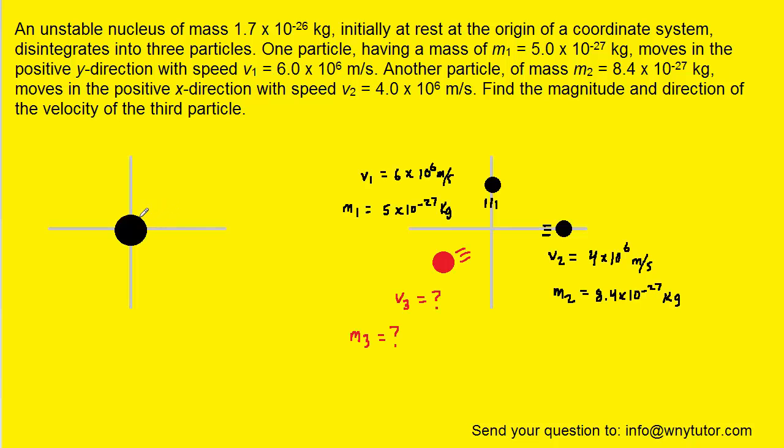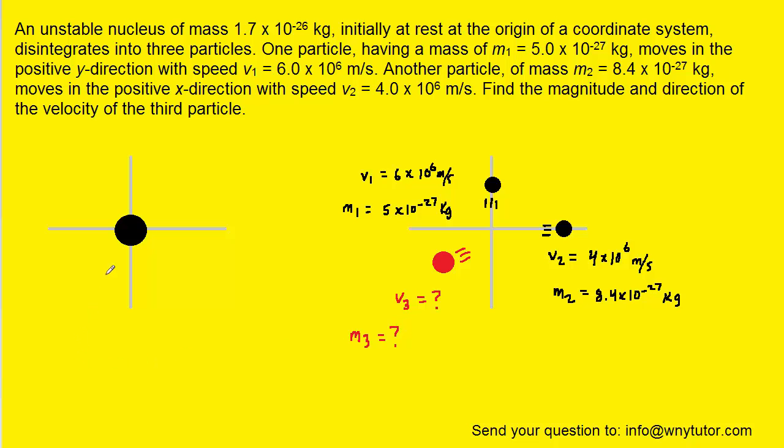On the left-hand side, we have the particle, the unstable nucleus, as it's being called in the question, initially at rest at the origin of a coordinate system. It then spontaneously decides to explode and fragment into three pieces. We've got one piece moving upward along the positive y direction, a second piece moving to the right along the positive x direction, and then a third piece whose velocity and mass we don't currently know. In fact, our first step in the question is actually to find the mass of the third particle.